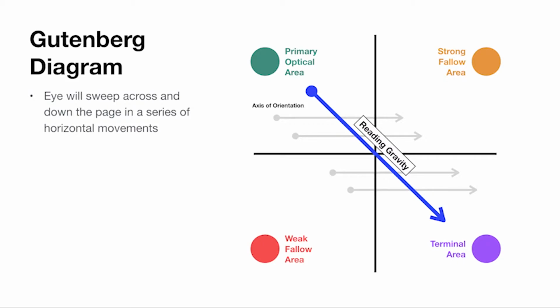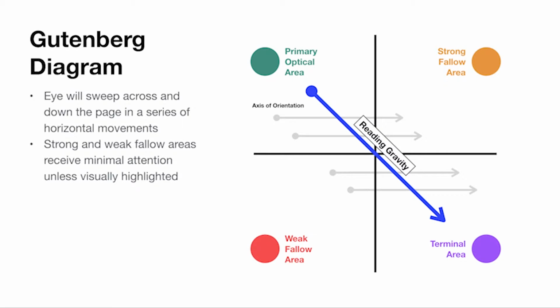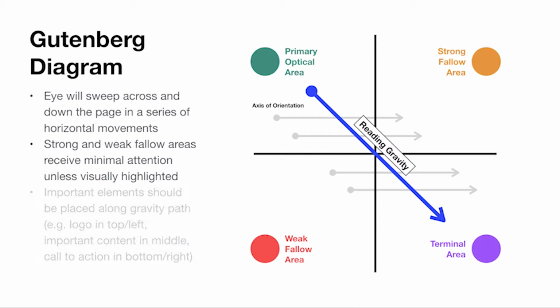The Gutenberg diagram says that the eye will sweep across and down the page in a series of horizontal movements. The strong and weak fallow areas receive minimal attention unless they're visually highlighted, unless you draw attention there intentionally. And important elements should be placed along that gravity path, like you see in a lot of websites: the logo in the top left, important content in the middle, and then a call to action in the bottom right.